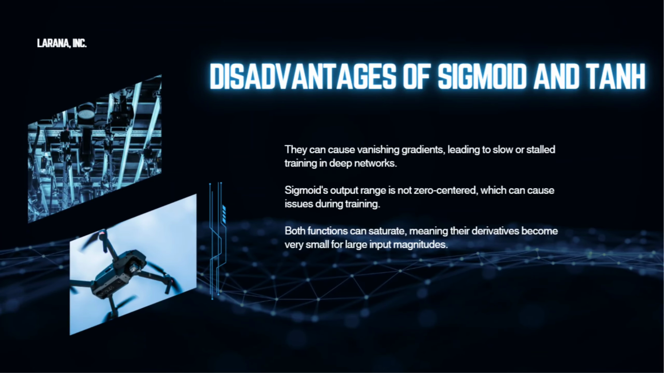Now let's discuss the drawbacks. As we discussed, both functions suffer from the vanishing gradient problem in deep neural networks. This can be a training killer. A specific problem for sigmoid is that its output is not zero-centered. All its outputs are positive, between 0 and 1. This can lead to less efficient training because it can cause the updates to always move in the same direction. Tanh solves this with its -1 to 1 range.